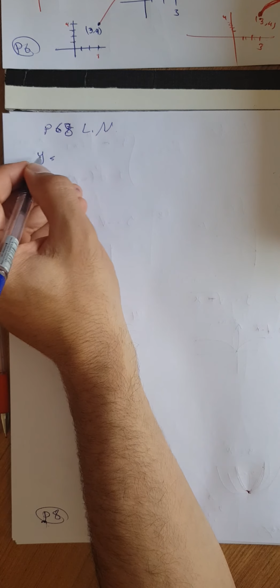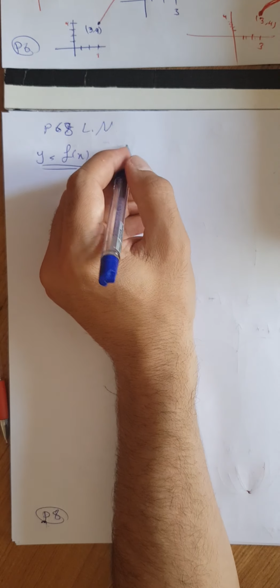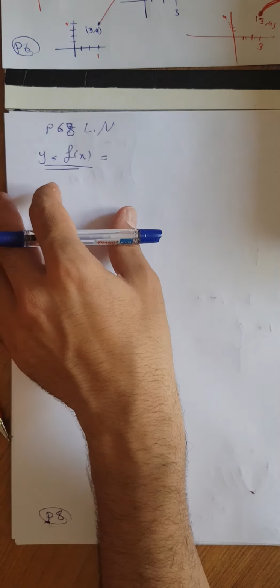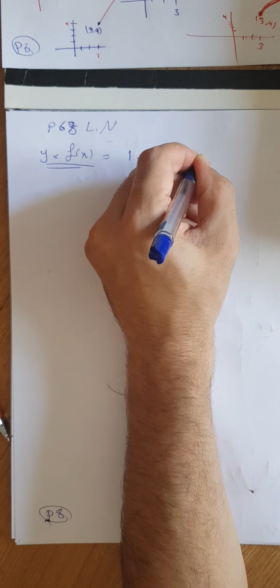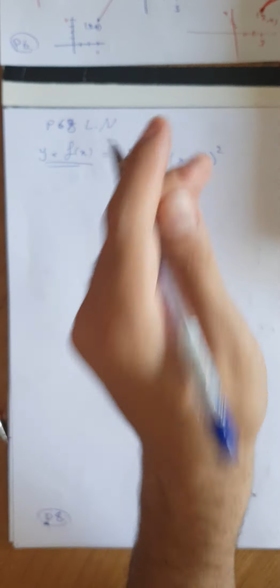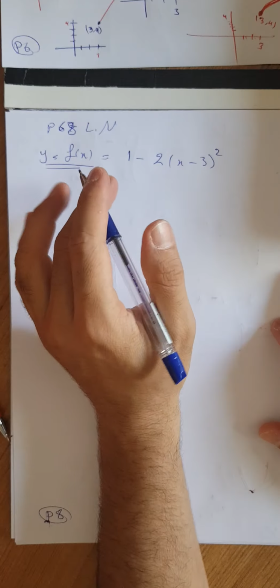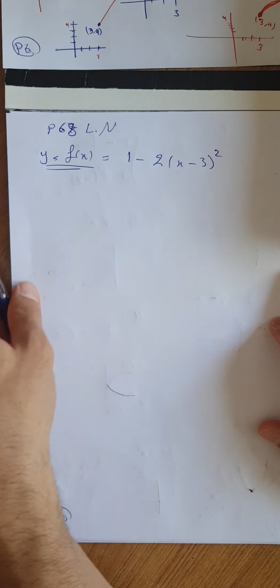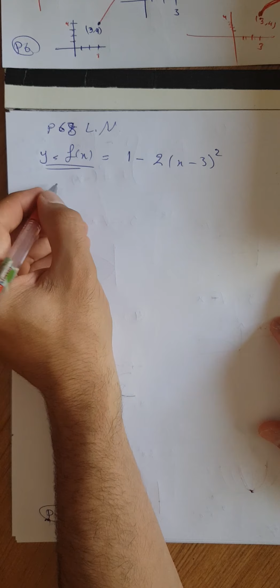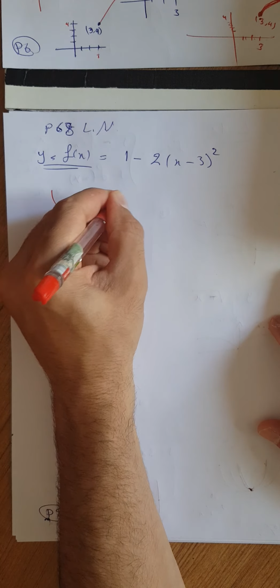Y is equal to f of x. The graph is the difference between them. Y is equal to 1 minus 2 times (x minus 3) squared. Now you can deal with this one from left to right, or right to left. It depends how you want. For example, I'm starting with the original one. We have y is equal to x squared.